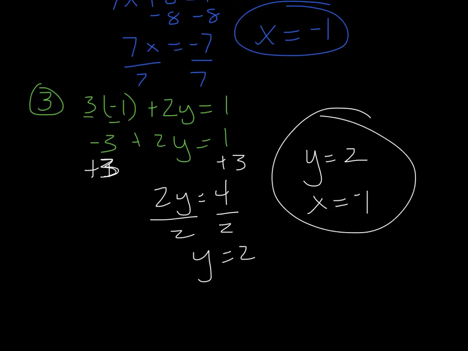Now, if you were to graph these two, they would intersect at 2, negative 1. Graphing would be a valid way. If we guessed and checked a whole lot, we could probably find that 2 and negative 1 also work. But this way is probably just a little bit faster.